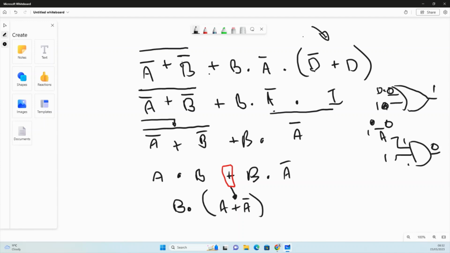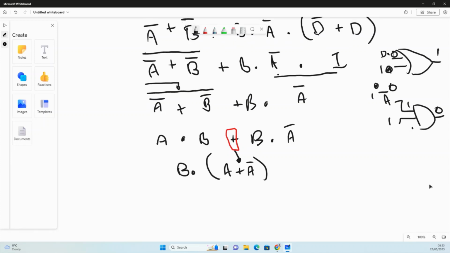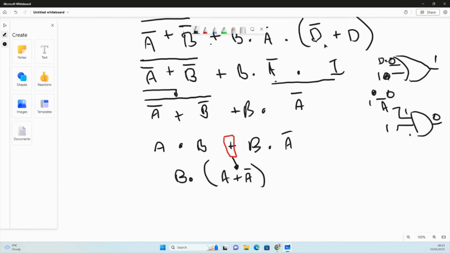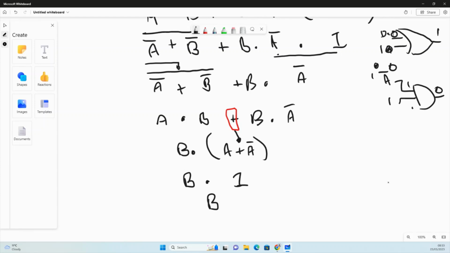So then, because I've now got my A or not A in brackets, that's the same as we did earlier on with D or not D, so that's going to be 1. So I'm left with B and 1, and that's actually the same as we did where we had not A and 1. So the final answer to this is B, because B and 1 is just B. So that's that one solved.